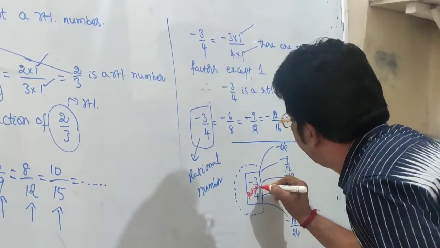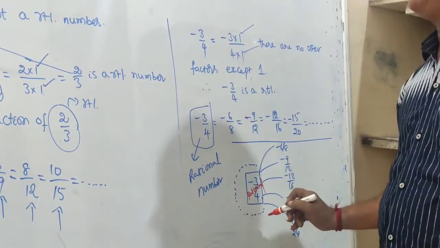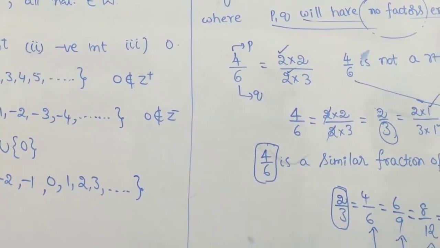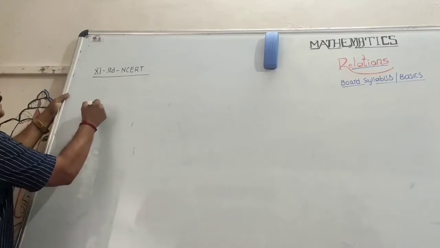It is called rational. It is a rational number. It is in standard form. So this is the simple definition of a rational number. So understand? I wish to recall the definition.